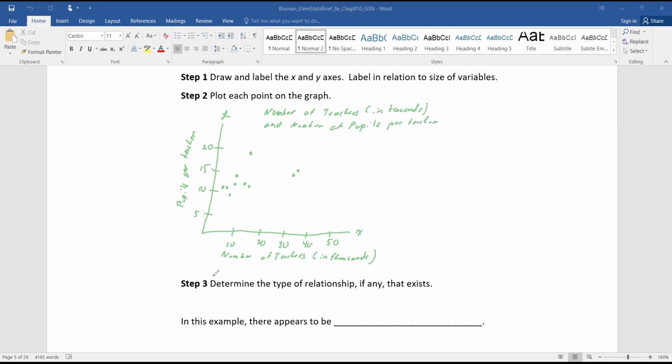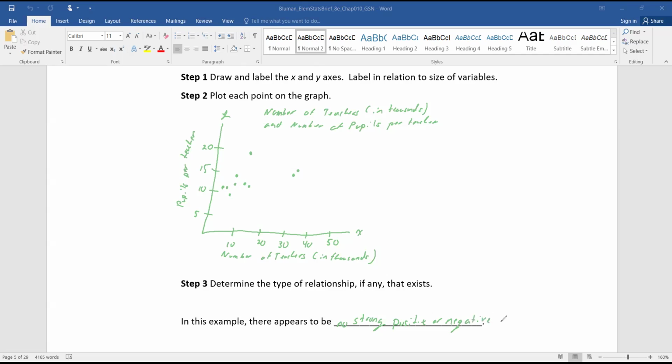Step 3, now we're going to determine the type of relationship, if any, that exists. Though really and truly, when I look at this, I don't see much of anything. I might be able to argue maybe a positive, but this is just really hard to tell anything. So what I'm going to go with is, in this example, there appears to be no strong positive or negative. There might be maybe a very weak positive, but not strong. Not enough for me to make an assumption here.